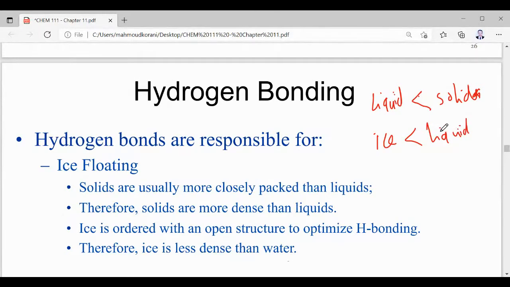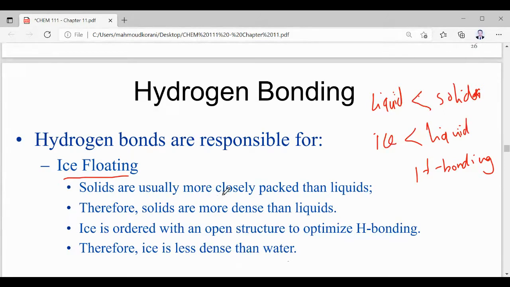The main reason responsible for that is hydrogen bonding. If the opposite happened, all the living organisms in oceans, seas and rivers would die. So ice floats over the surface of the water. Hydrogen bonds are responsible for the floating of ice.